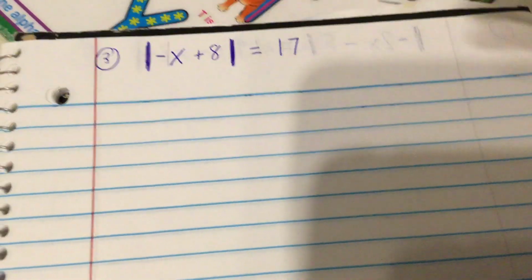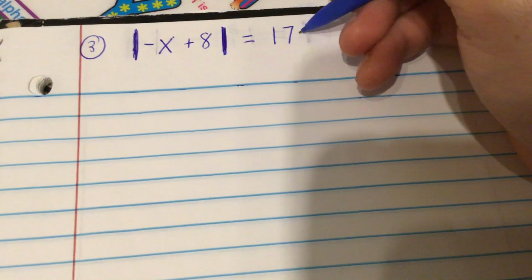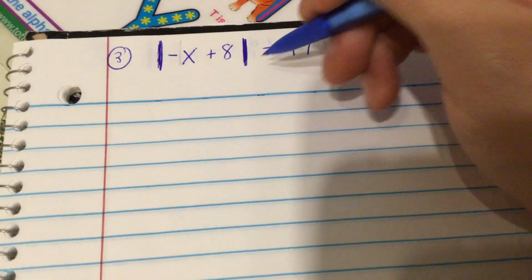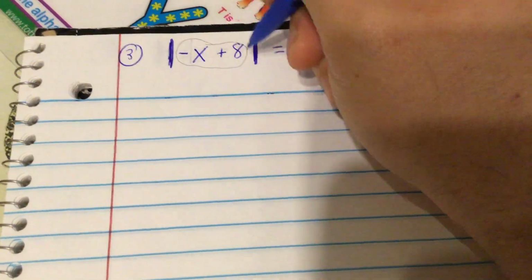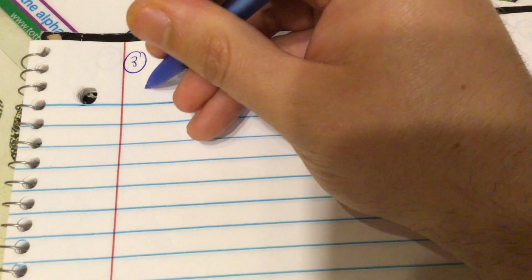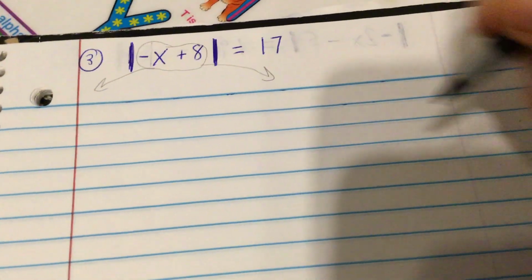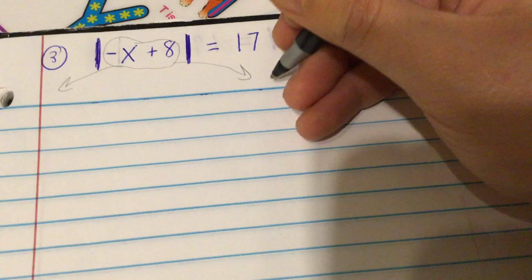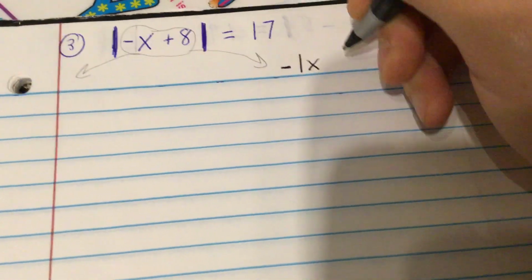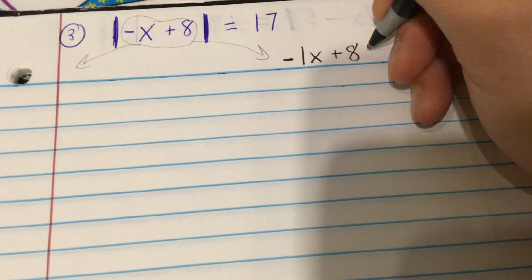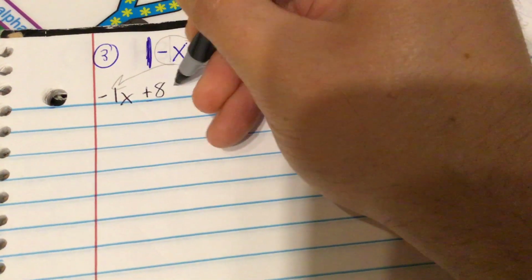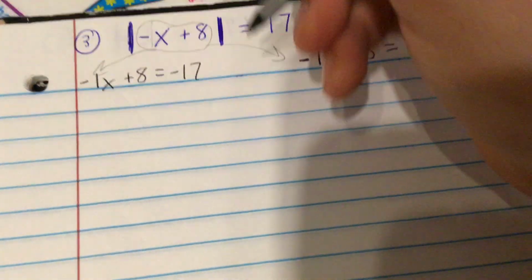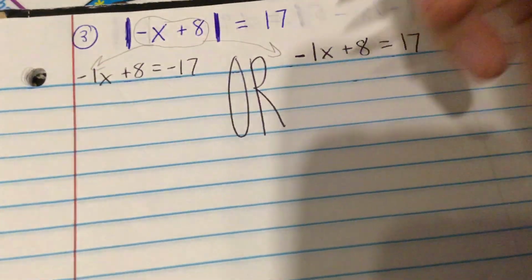But first things first, is this problem solvable? Yes, the absolute value is isolated. The bars are isolated, and it equals a positive output. So I'm going to split this into 2 equations. I'm going to make life easy by making this -1x. So now I've got -1x, that's much better. -1x plus 8 is equal to 17. And I've got -1x plus 8 is equal to -17. I'm going to solve both equations.